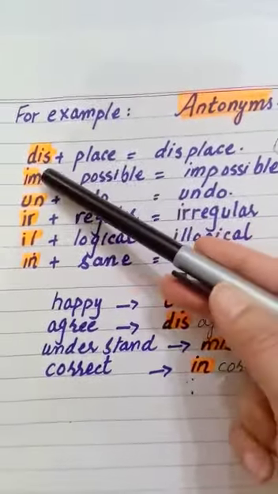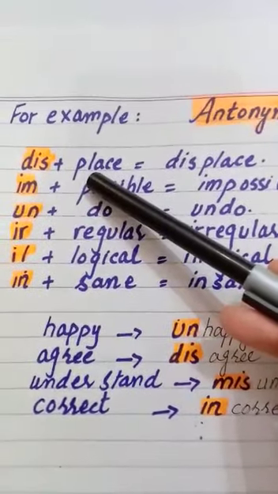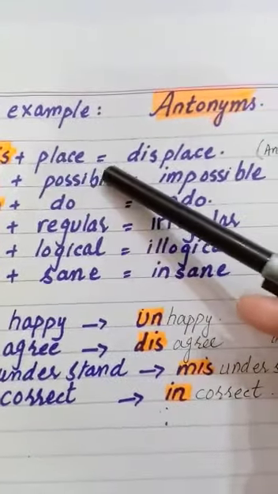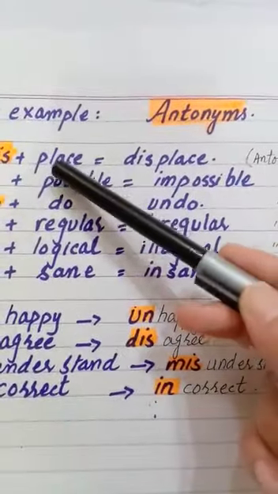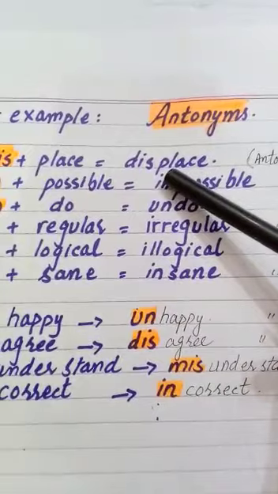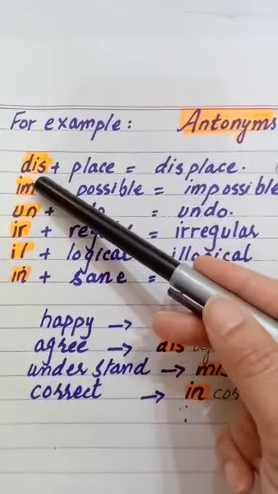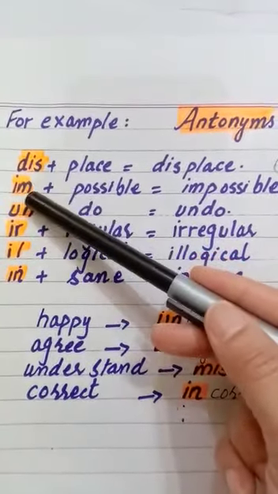Displace. Dis is a prefix, place is a word, and it became displace, which is the opposite of place. Place is a word, displace is the opposite, and dis is a prefix.